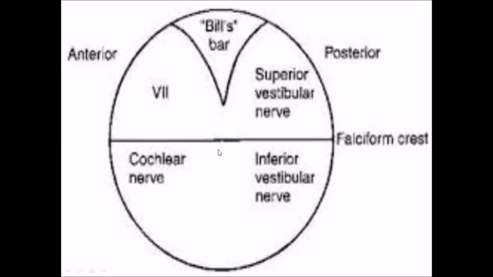The falciform crest divides into superior and inferior. So this divides the facial and superior vestibular nerve from the cochlear and inferior vestibular nerve. So again, repeat. The anterosuperior structure in the internal acoustic meatus is the seventh nerve. The posterosuperior structure is the superior vestibular nerve. The antero-inferior is the cochlear nerve. The postero-inferior is the inferior vestibular nerve. So Bill's bar separates the seventh nerve and the superior vestibular nerve.